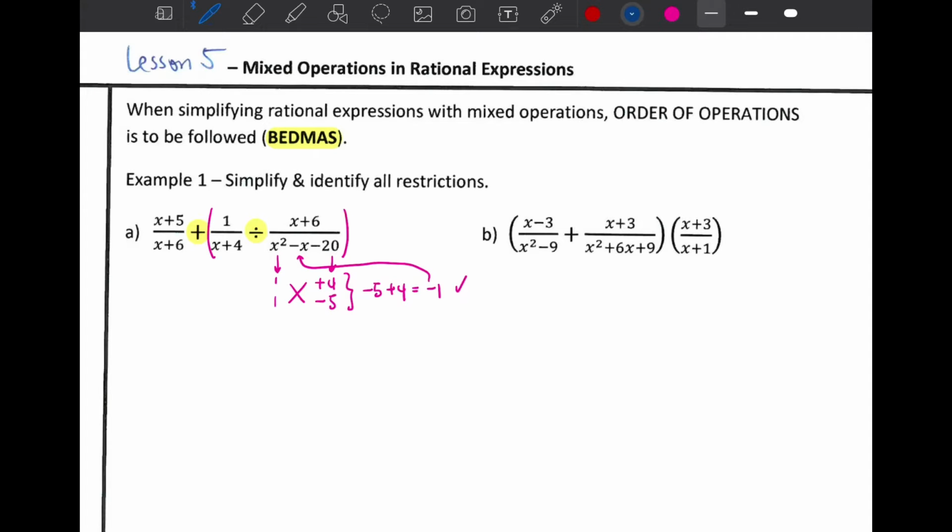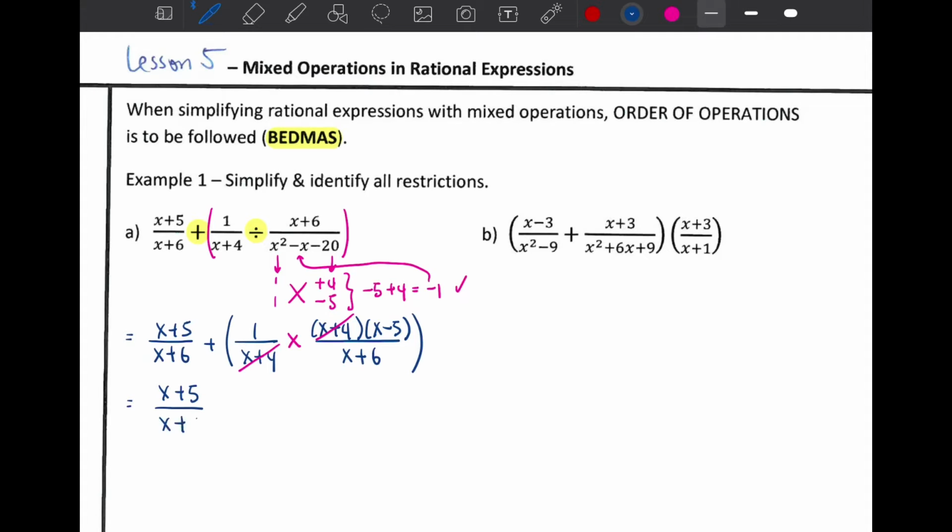So let's rewrite it. First term stays the same. Second term stays the same as well. And then we change the operation into multiplication, and we reciprocate the second term. So we have x plus 4 times x minus 5 all over x plus 6. And then we can cancel x plus 4 on the top and the bottom. And we're left with x plus 5 over x plus 6.